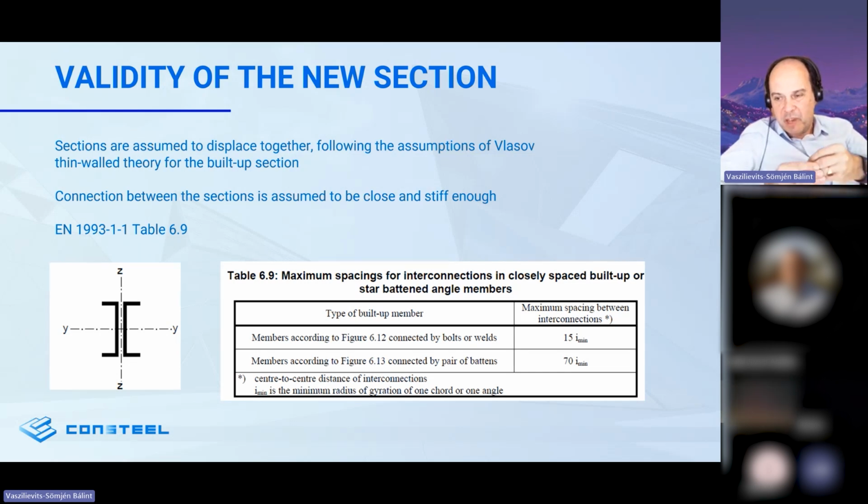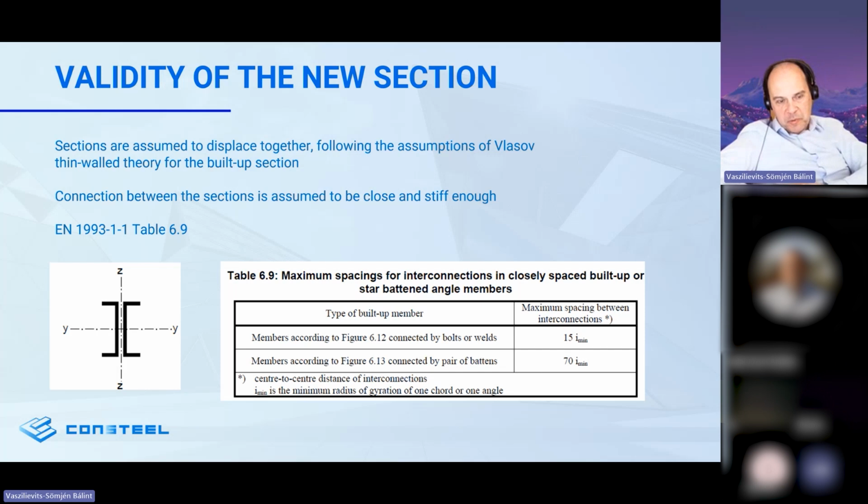As I said, if we have just one reference line for the structural analysis, obviously we cannot have two different deformations for the two different profiles. It must be ensured that the connectors are close enough and rigid enough to ensure that this assumption remains valid. I checked several standards. What do they say about the required distance? And as usual, there are many different ideas in the different books or standards.